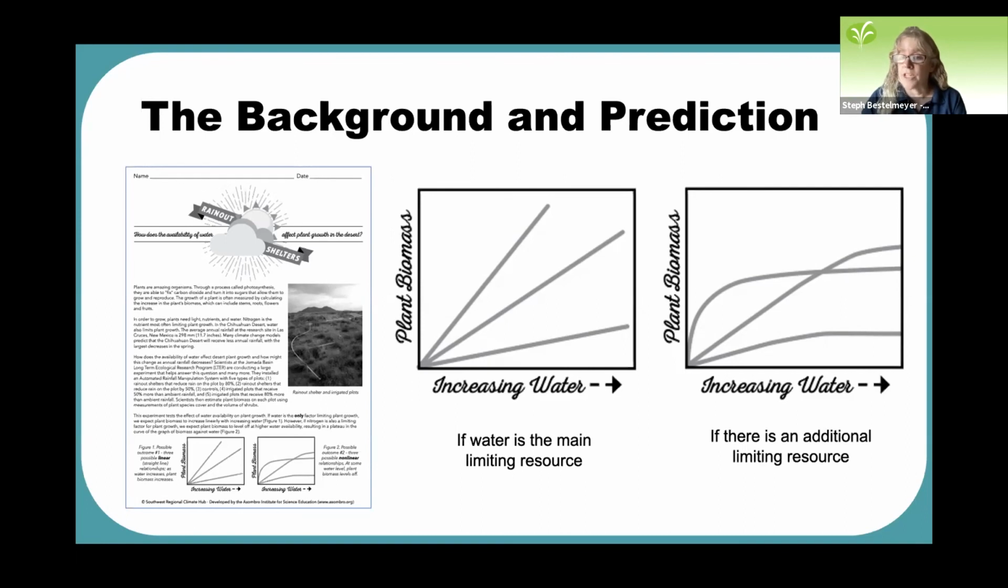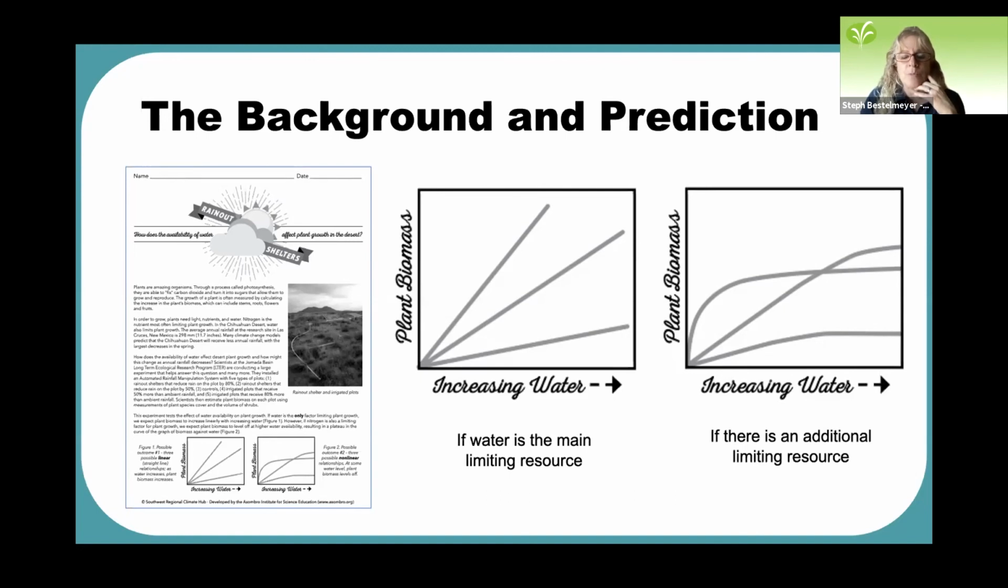So that's one prediction. The alternative prediction is that if water is just one of the limiting resources, and maybe something else is limiting, something like nitrogen, for example, then we would expect, as we increase the amount of water, at some point, and we don't know where, there to be a plateau where you can just keep adding water, but there's not an appreciable increase in the plant biomass. So all of that is explained pretty well in the first page of the handout.